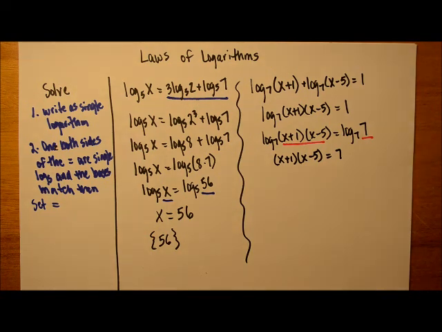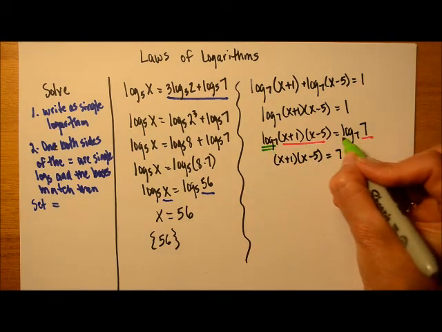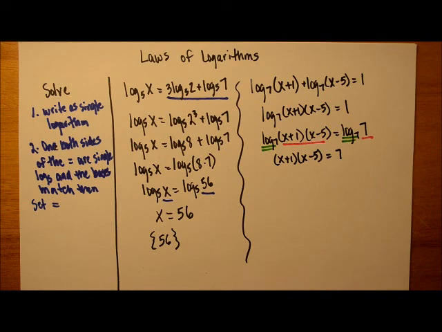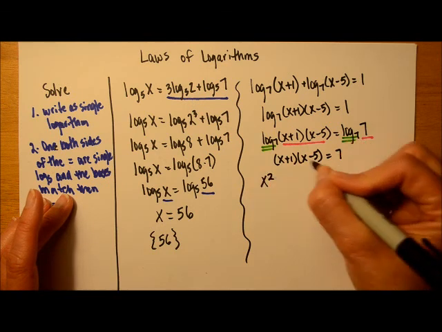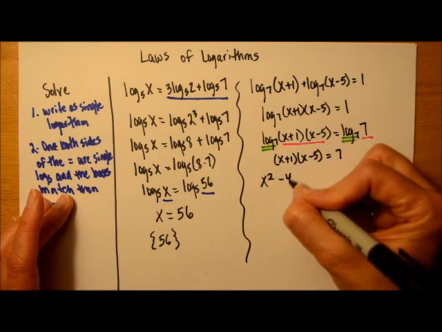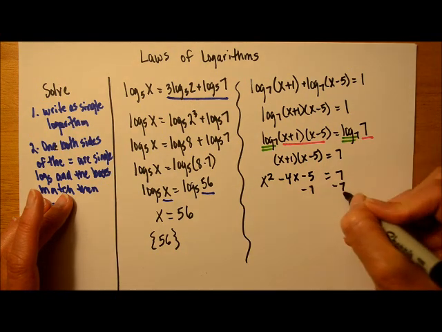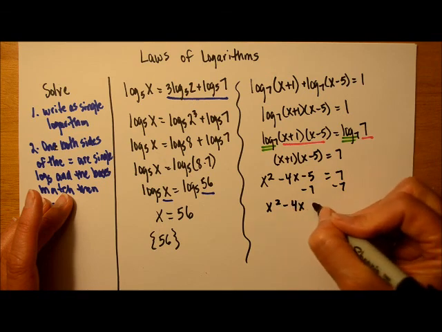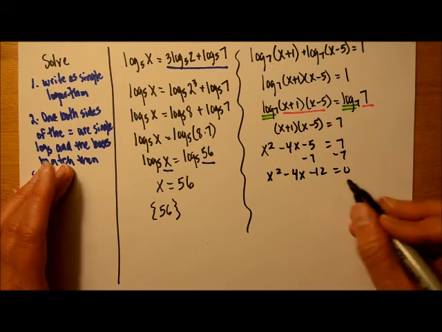These have to match. Those match. Once those match, I can just say the ones in pink then equal each other. And now it's just a matter of solving this, and you know how to do that. You're going to have to multiply these together, so I get x squared minus 4x minus 5 equals 7, and then I'm going to subtract 7 because I need one side to equal 0. So x squared minus 4x minus 12 equals 0.